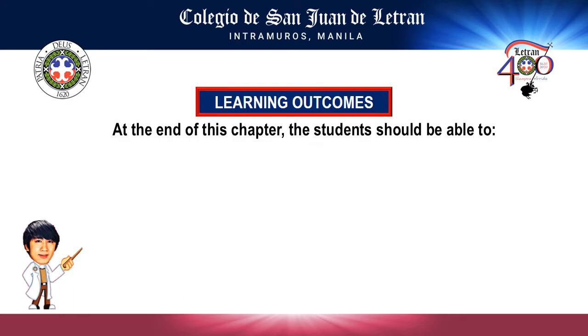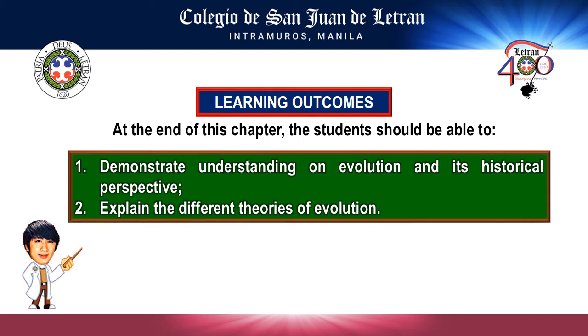So what are the learning outcomes for this chapter? One is to demonstrate understanding on evolution and its historical perspective. And lastly, to explain the different theories of evolution.